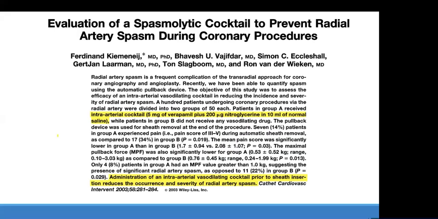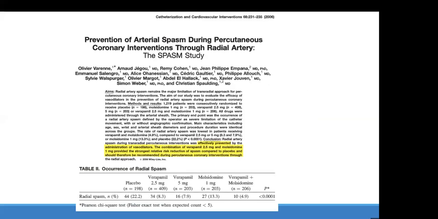Studies did show that using the cocktail I mentioned, 200 microgram of nitroglycerin with 5 of verapamil, when compared to placebo, did reduce the spasm of the artery, and it did improve the patient's experience of the procedure. Okay.